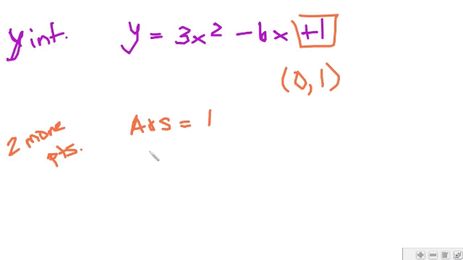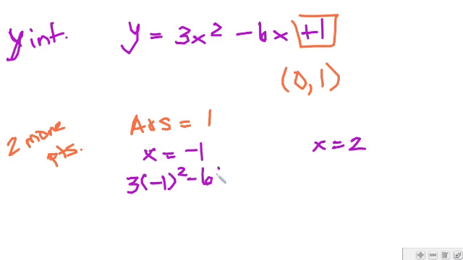So for 1, I'm going to go ahead and do x equals -1, and I'm going to go ahead and do one that's higher and do x equals 2. So I'm going to plug these values in for these x's again. So I'm going to get 3 times -1 squared minus 6 times -1 plus 1.